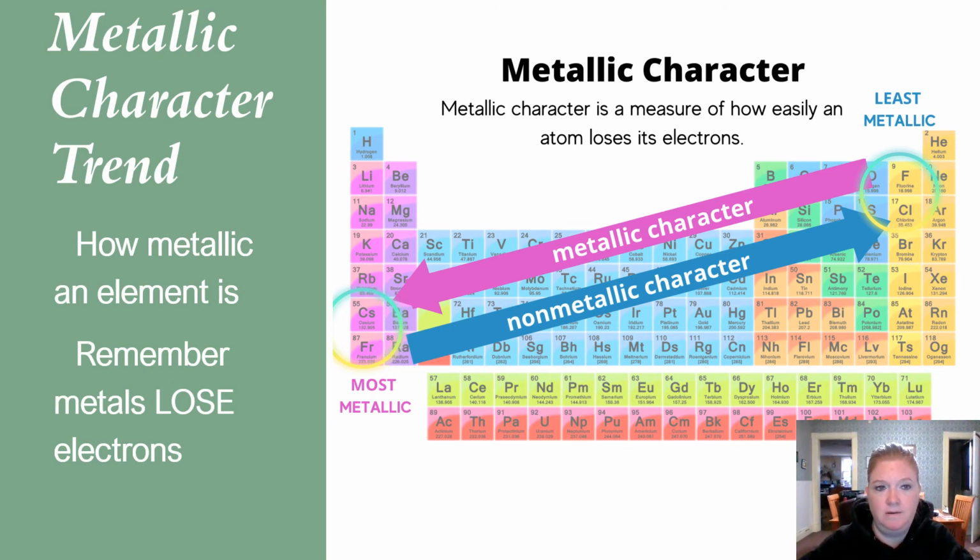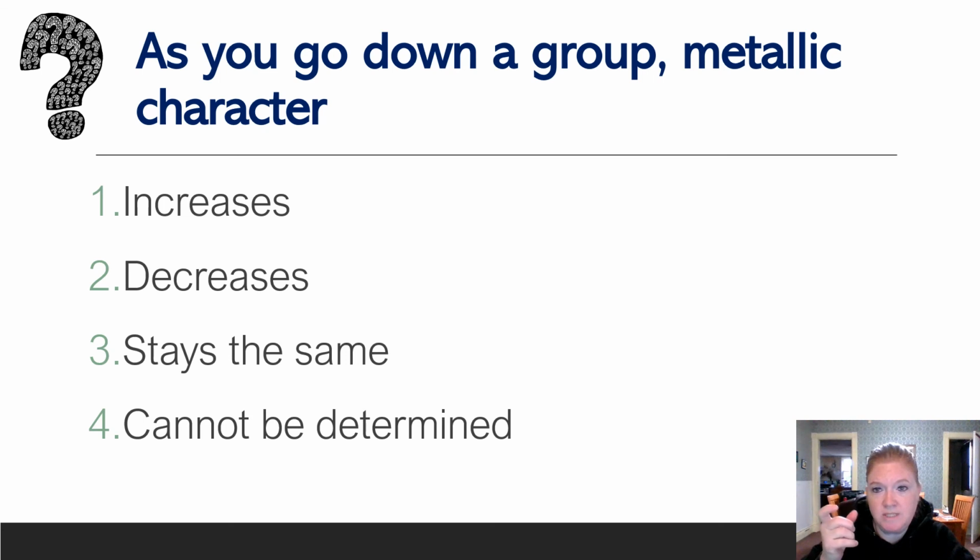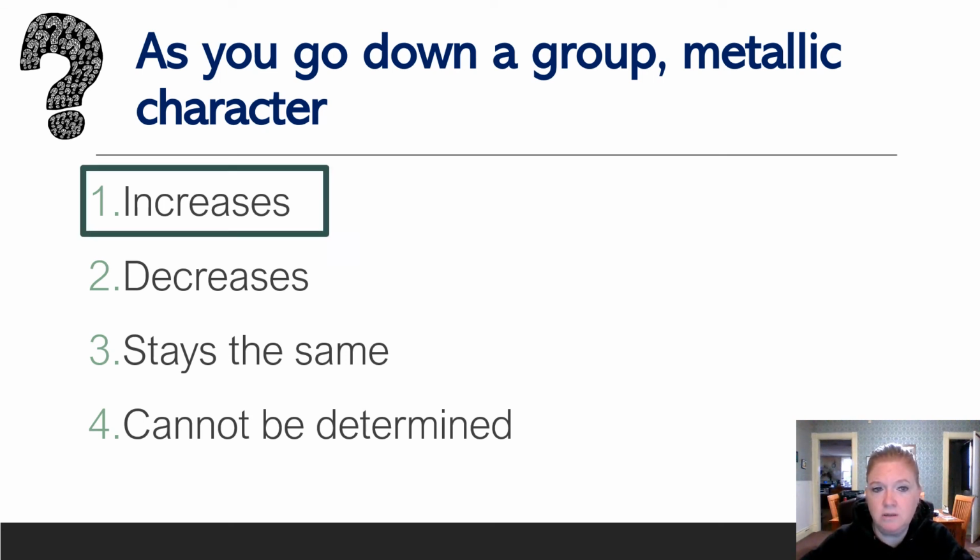Okay? So as you go down a group, what's happening to the metallic character? It is increasing, more metallic, easier to pull an electron away.